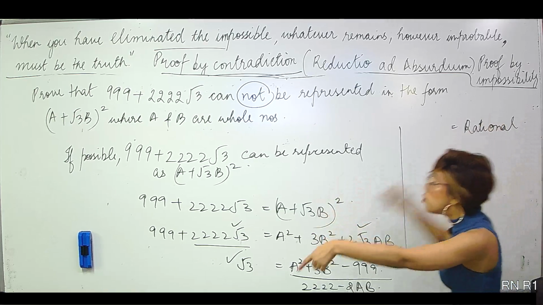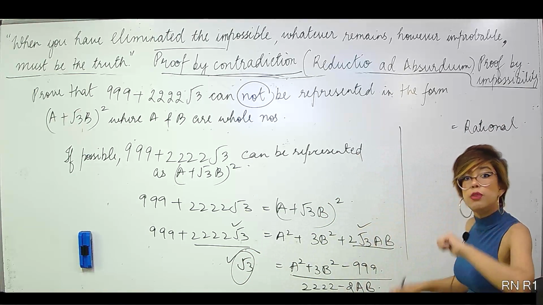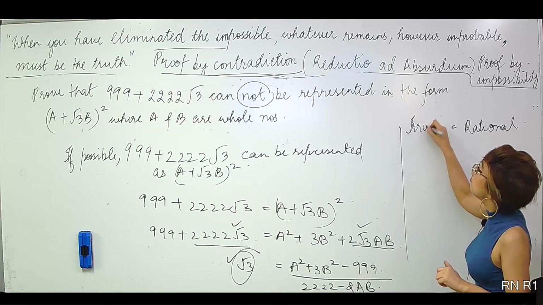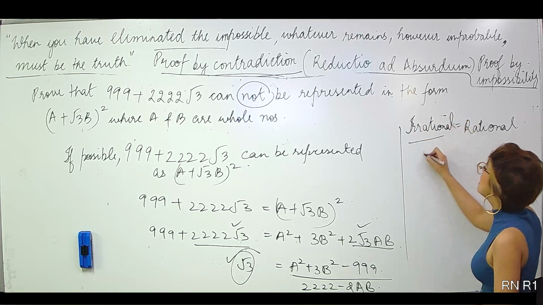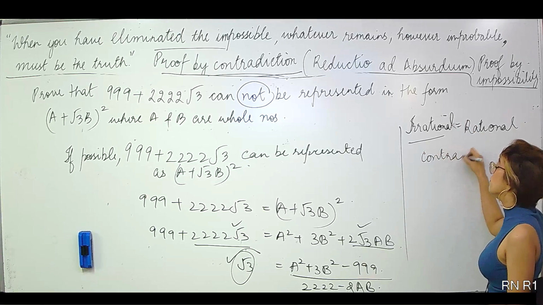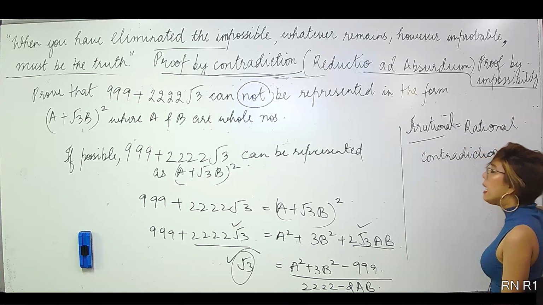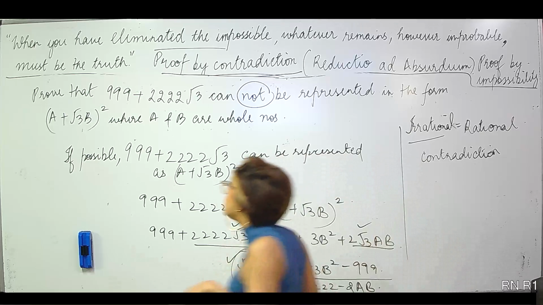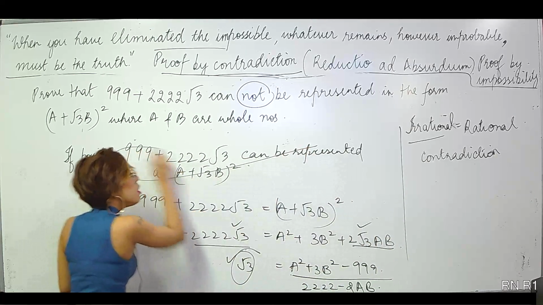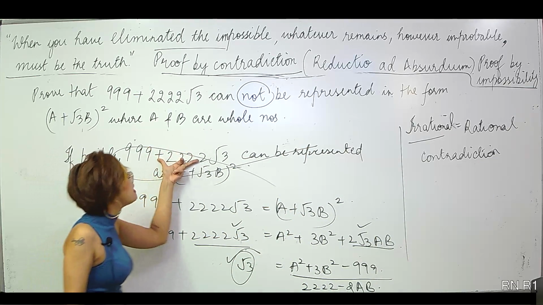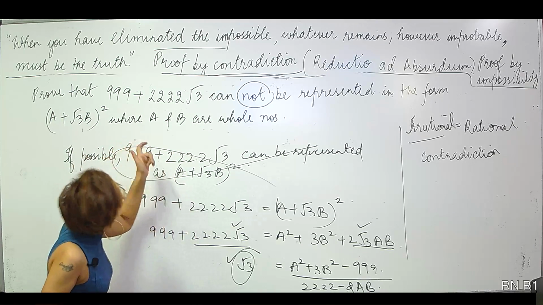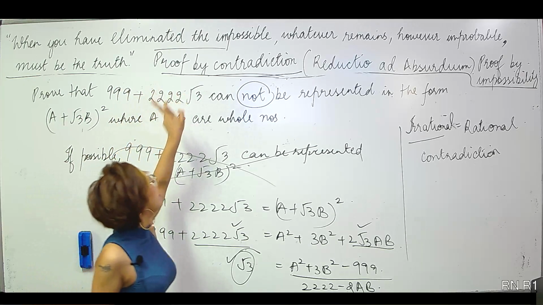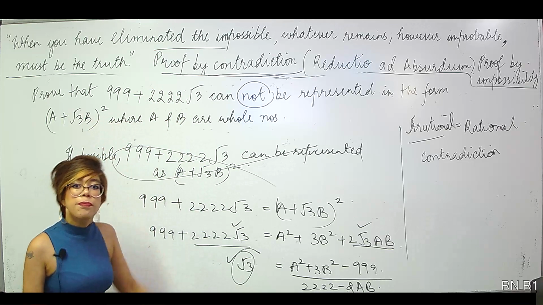And left hand side is root 3, which is an irrational number you just proved. So, irrational equal to rational. This is clearly a contradiction. Now, why did this contradiction arise? Because your assumption was wrong. You assumed that you can represent this as this, which is wrong. That means you cannot represent this as this.